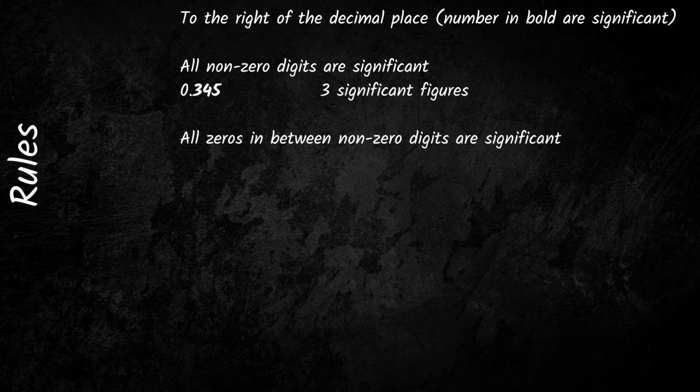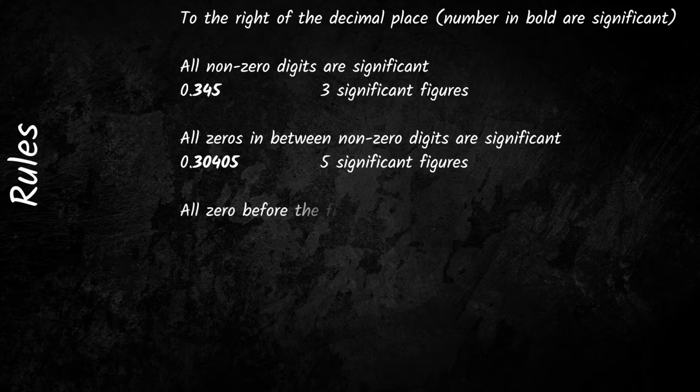All zeros in between non-zero digits are significant. So again, it's the same thing. You've got 3, 0, 4, 0, 5. Both the zeros are in between. The first 0 is between 3 and 4. The second 0 is in between 4 and 5. Hence, again, both of them are going to be significant zeros.